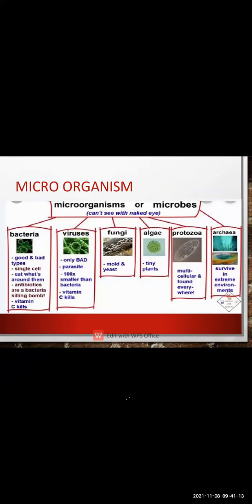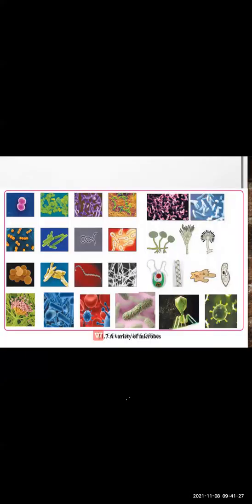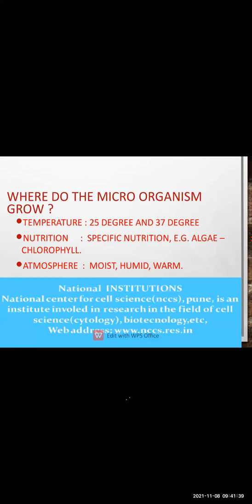So this is general information: microorganisms cannot be seen with our naked eyes, and they are further classified into five types, that is bacteria, virus, fungi, algae, and protozoa. Okay, now where do the bacteria grow? These are the different microbes you find in your surroundings. Some of them are useful microorganisms while some are harmful to us.